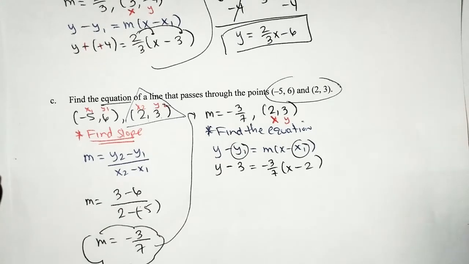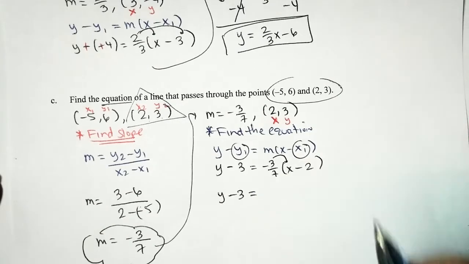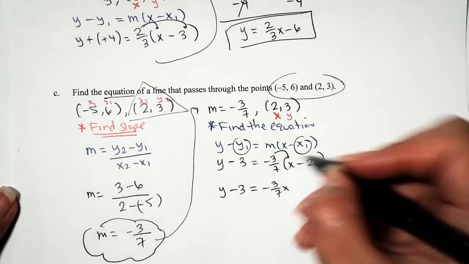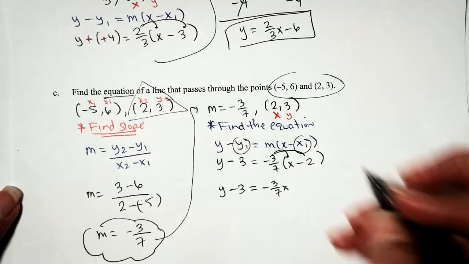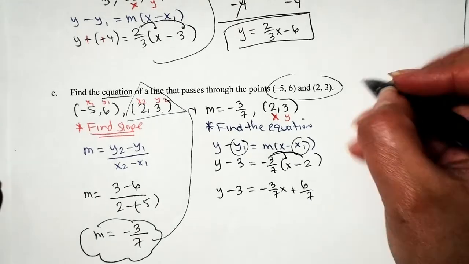Okay, so let's do this. y minus 3 is equal to negative 3/7 times x. Next product, negative 3/7 times negative 2 will give us positive 6/7. If that works for you, cool. If not, punch it in.